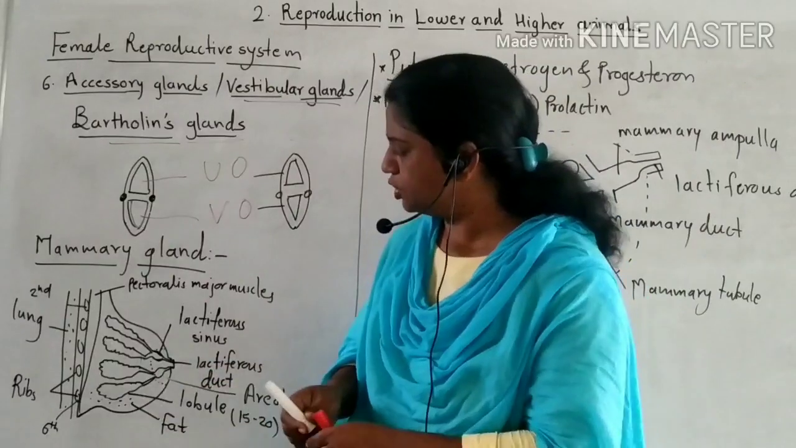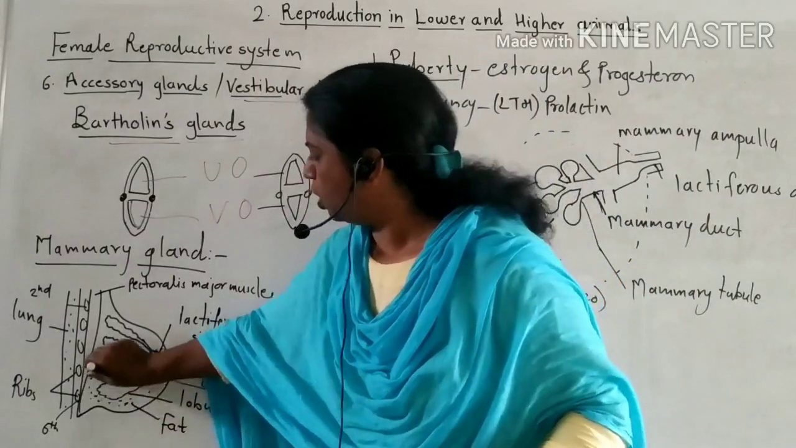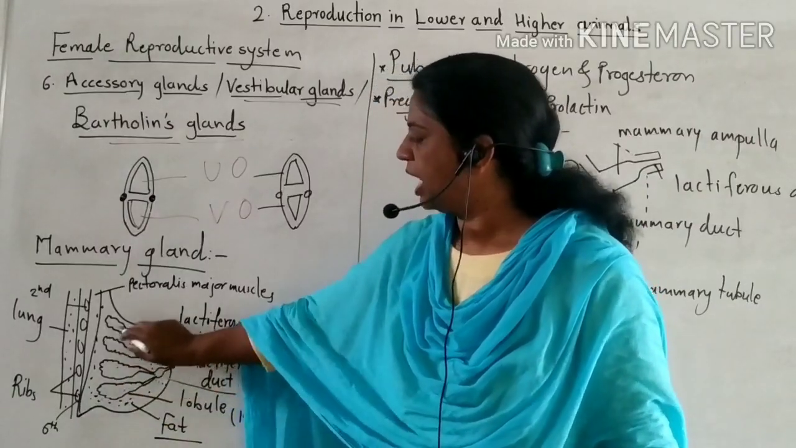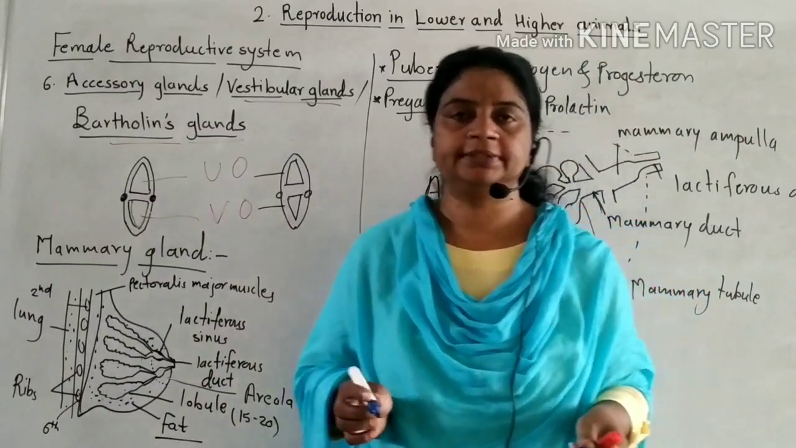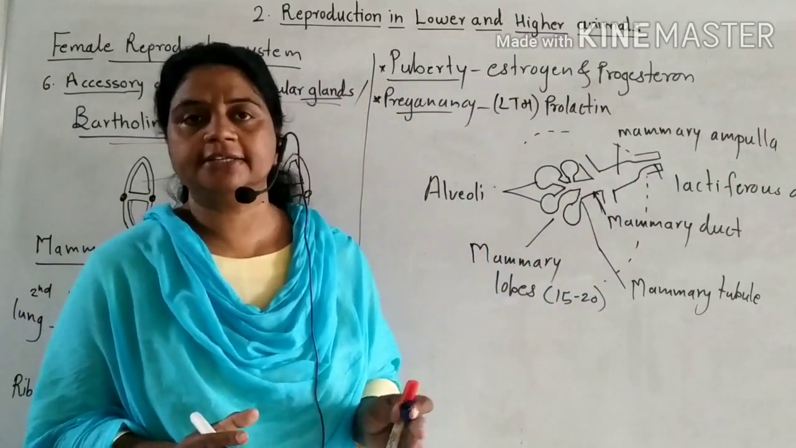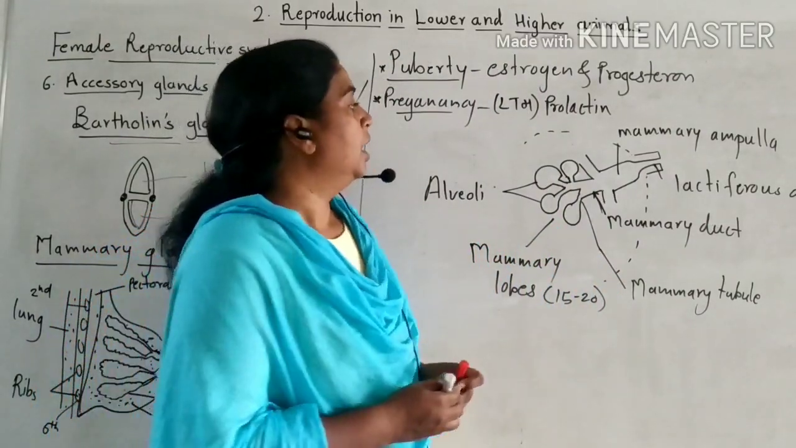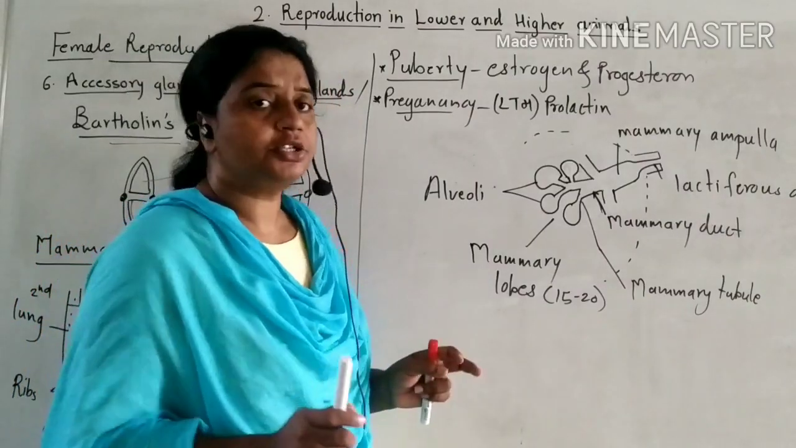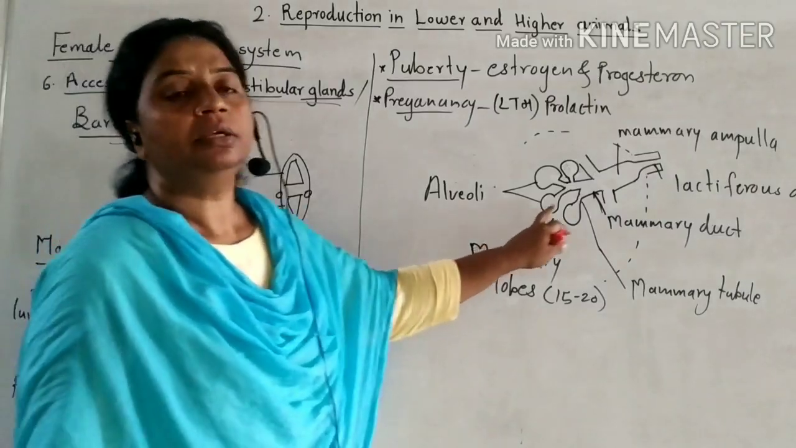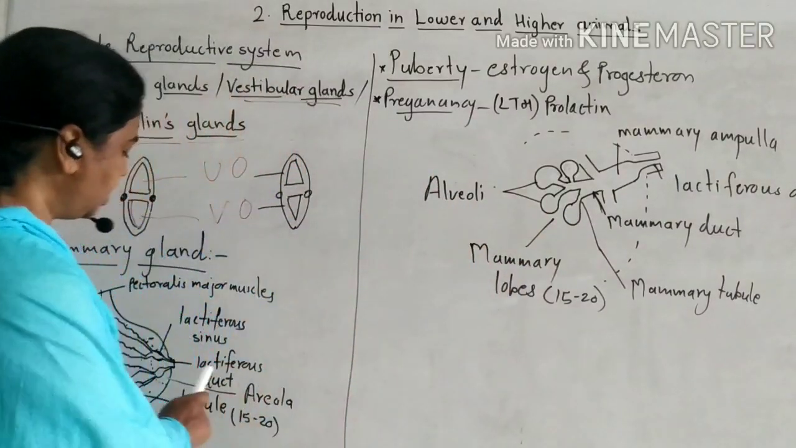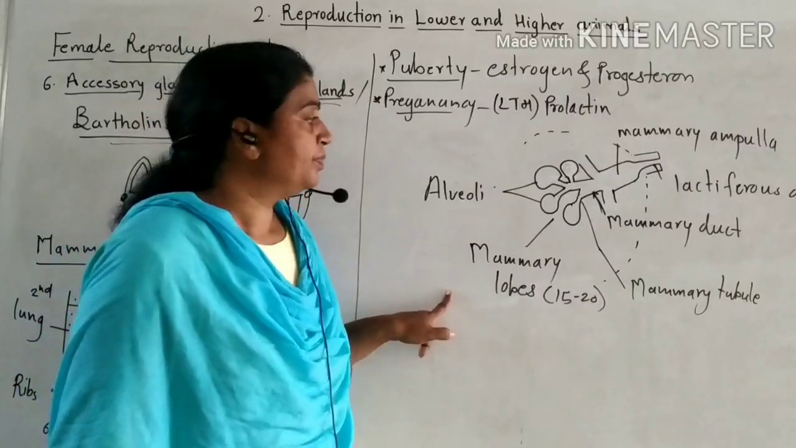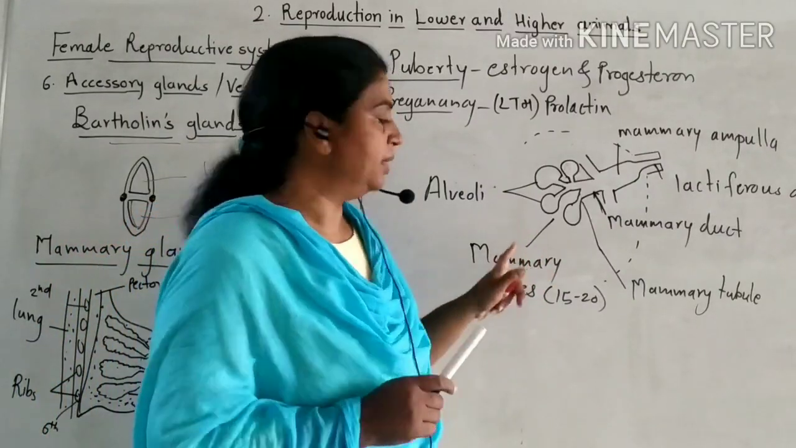This mammary gland consists of this dotted portion, which is nothing but fat, and these large structures called lobules or lactiferous ducts. These lactiferous ducts and fats form the breast. Here the mammary gland consists of about 15 to 20 mammary lobes. These are irregular shaped mammary lobes, 15 to 20 in number. Here we see one mammary lobe.